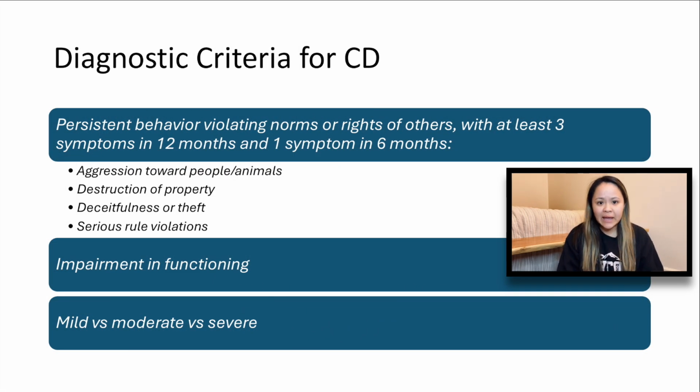So for conduct disorder, as I have mentioned earlier on, it is a more severe pattern of oppositional defiant disorder. So, persistent behaviors of violating societal norms with at least 3 symptoms in the past 12 months and 1 symptom in the past 6 months. Conduct disorder involves repetitive, persistent behaviors that violate societal norms or the rights of others. It includes aggression towards people or animals, destruction of property, deceitfulness, theft, serious violations of rules like truancy or running away.